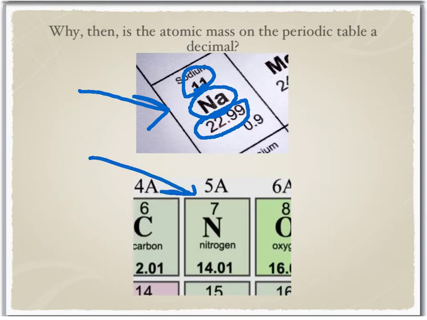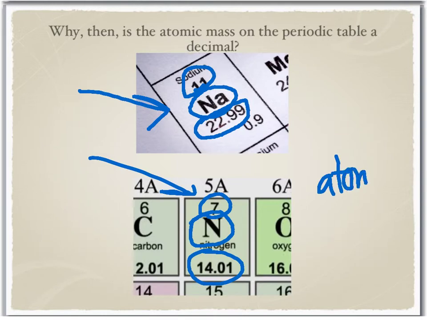Same thing down here. Here's nitrogen, the symbol for it. Here's the atomic number. What's up with this decimal number? Well, that decimal number is called the atomic mass. Now, the reason it's not a whole number is that it represents the average of all the different types of atoms of nitrogen. What we mean by that we'll talk about in a second.